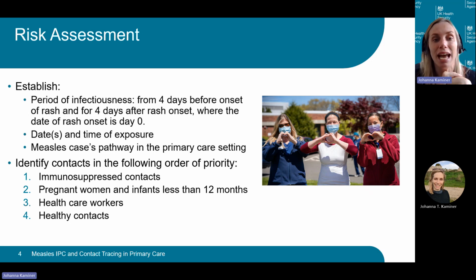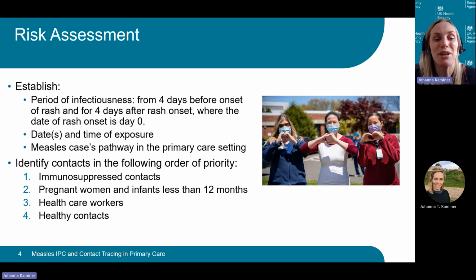And then thirdly, it needs to be assessed where the measles case has been in the primary care setting. So have they spent a considerable amount of time in the receptionist's area, for example, or in the waiting room, or have they been seen first by a nurse in one room and then moved to another room to see a GP? So basically the measles case's pathway in the primary care setting will need to be established.